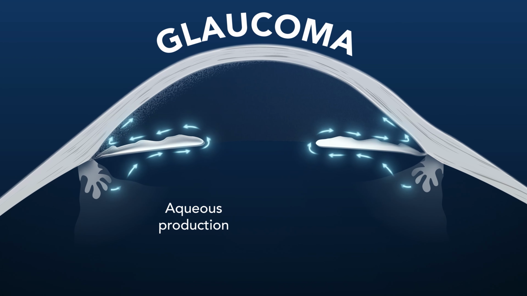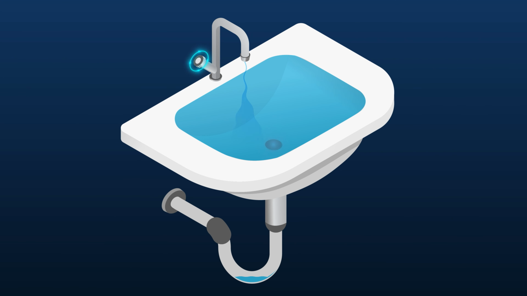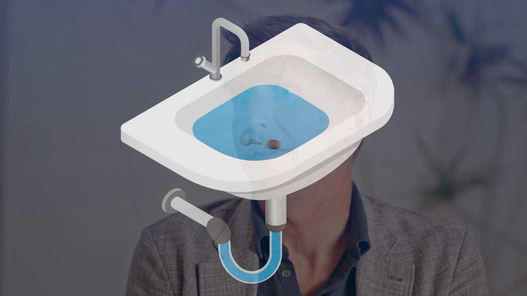There are a few different ways. I look at glaucoma like a sink, and there's two ways to decrease that fluid level in the sink. You can either turn the faucet down to decrease the fluid going into the sink, or you can open up the drain to allow the fluid to go out of the sink. And so there are surgical interventions that can increase that outflow, more or less increase the drain.